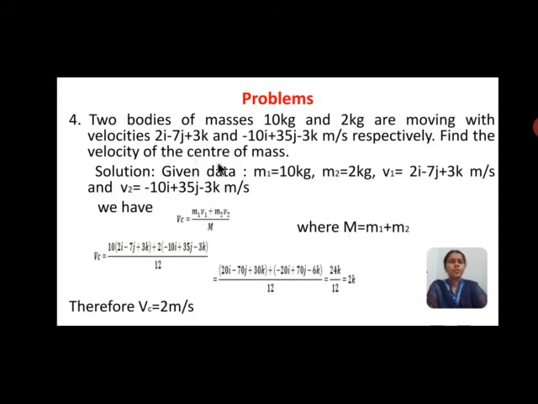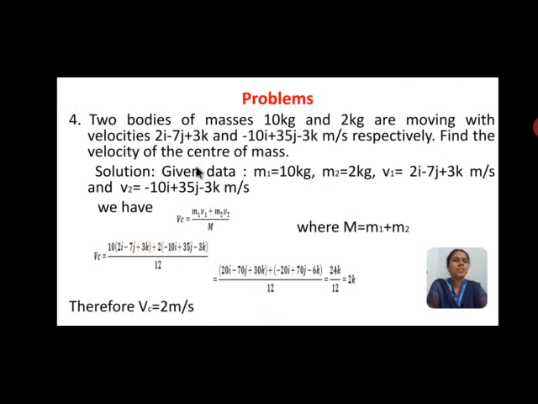Fourth one. Two bodies of the masses 10 kg and 2 kg are moving with the velocities 2i minus 3j plus 7j plus 3k and minus 10i plus 35j minus 3k. These are all the unit vectors i, j, k. Meter per second respectively. Then we have to find the velocity of the center of mass here.